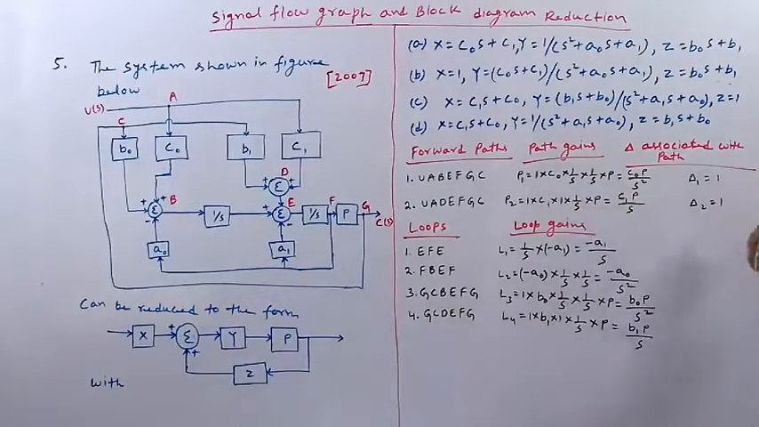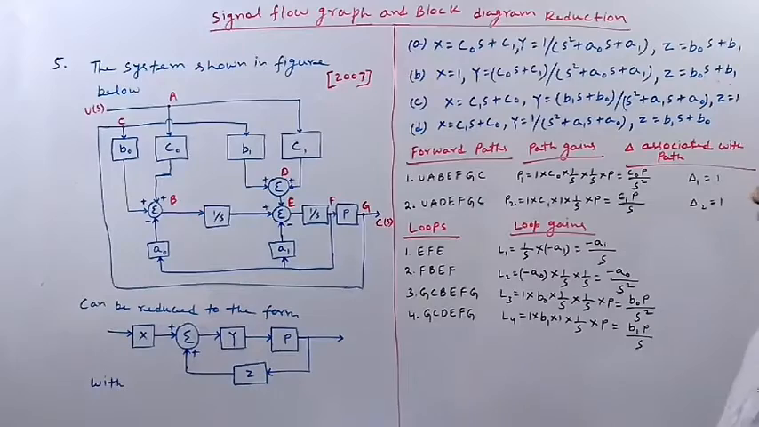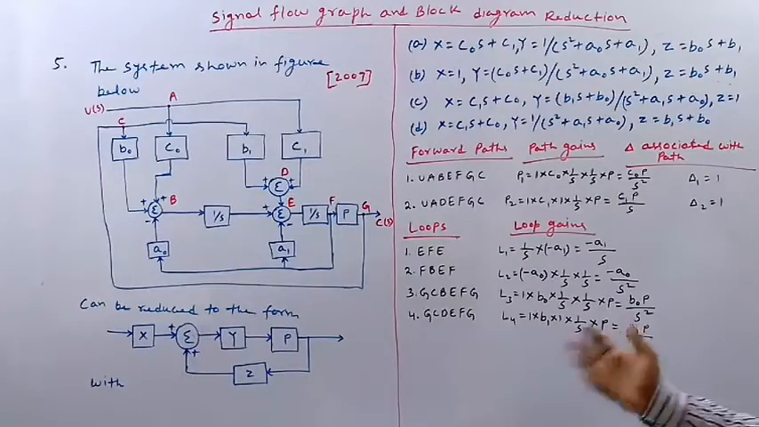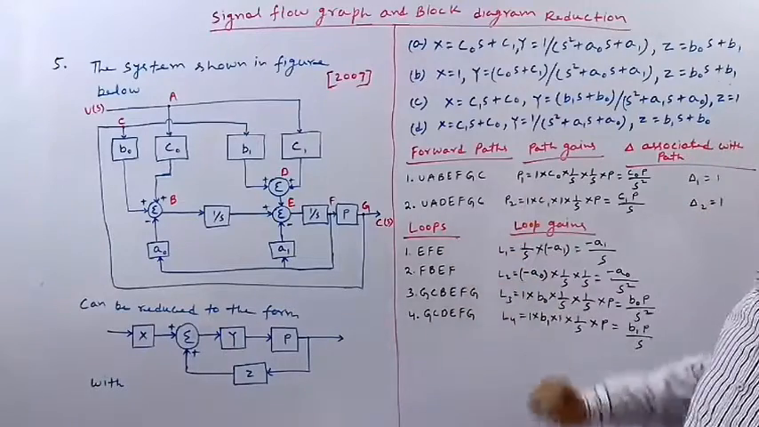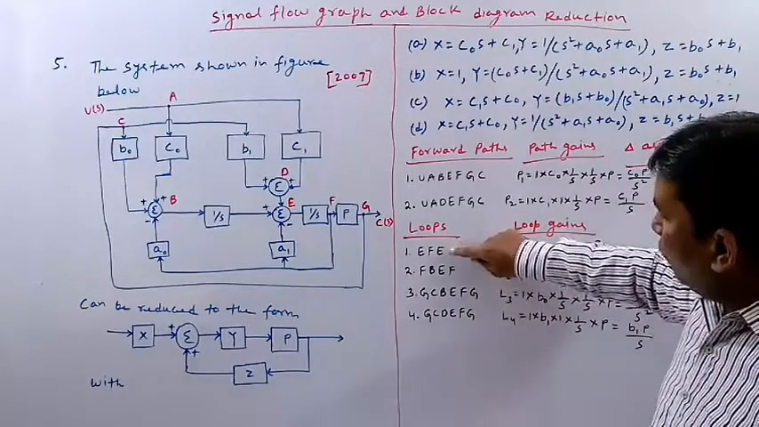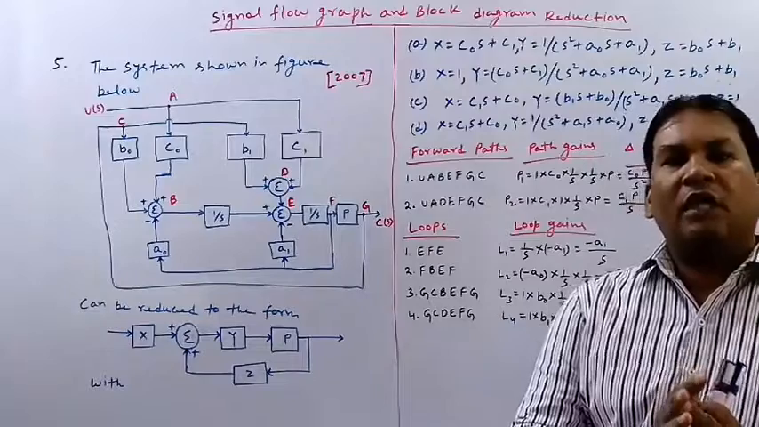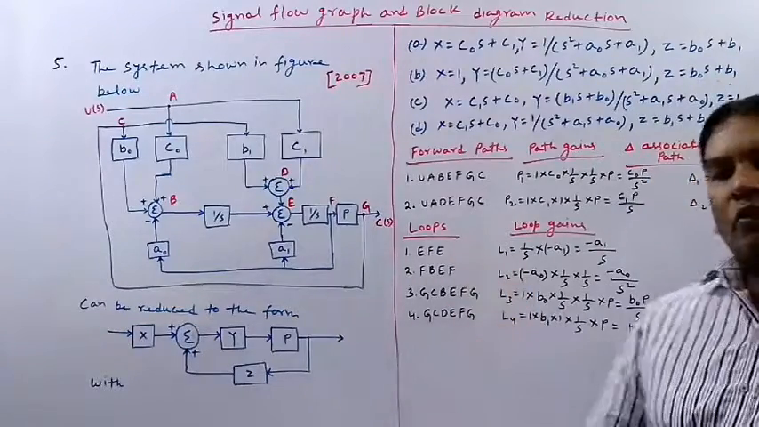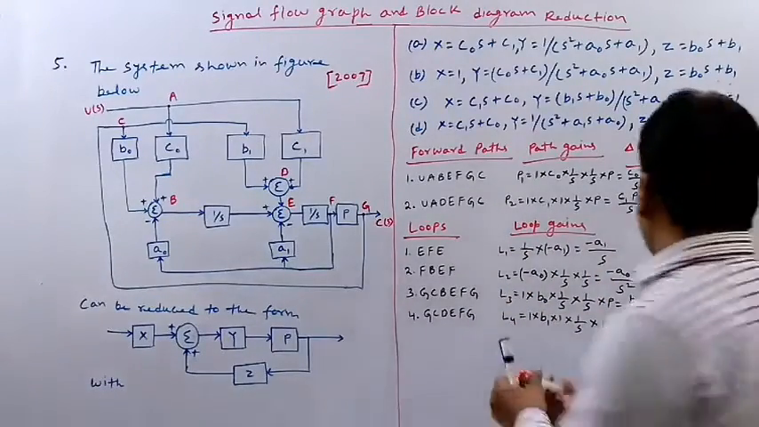So we have calculated delta 1 and delta 2. Now let me calculate what is delta. Before calculating delta, let me check whether there are two loops which are non-touching or not. No, because all these four loops are touching each other. Why am I saying this? Because all loops contain the point E. So there are no two loops which are non-touching to each other.